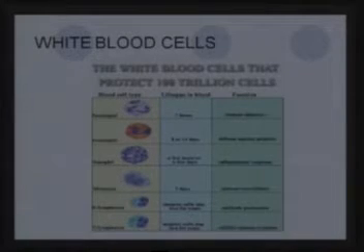These are the white blood cells that protect our body, and you can see the neutrophils' lifespan is 7 hours and they are involved in defense. Eosinophils last for 8 to 12 days, and they act against parasites. The basophils last for a few hours to a few days, and they cause inflammatory response. So if you have an inflammation, that means they have been acting and causing an inflammation at the site of the infection.